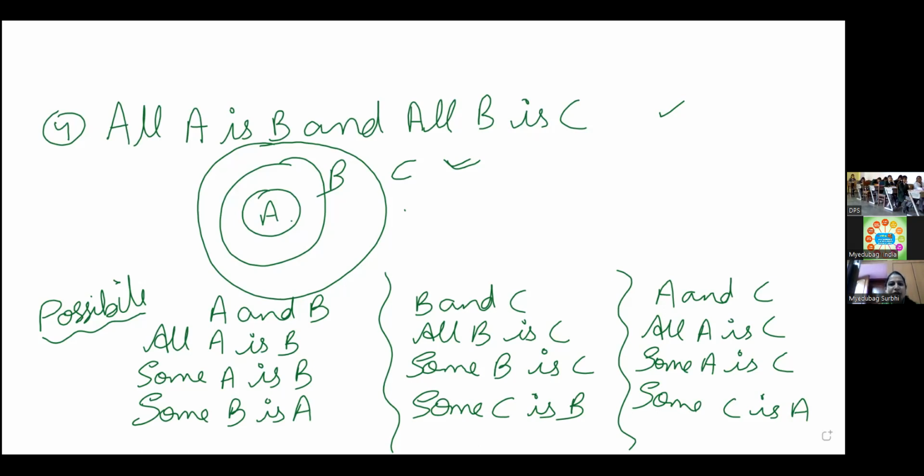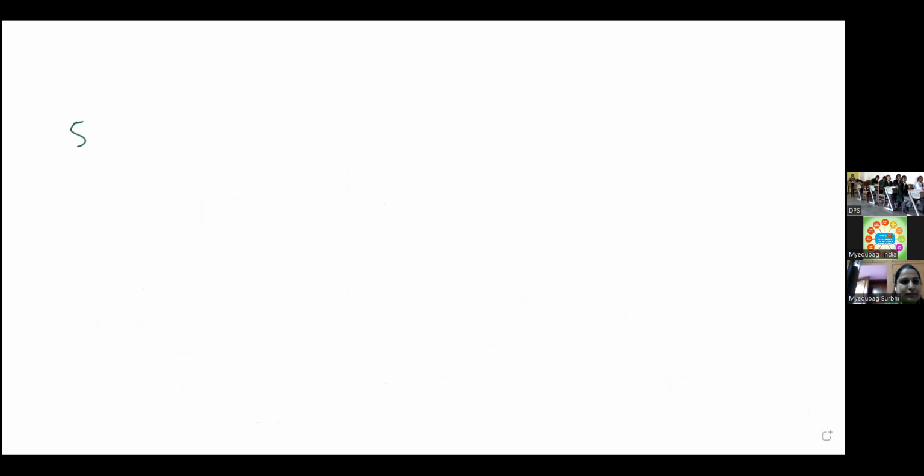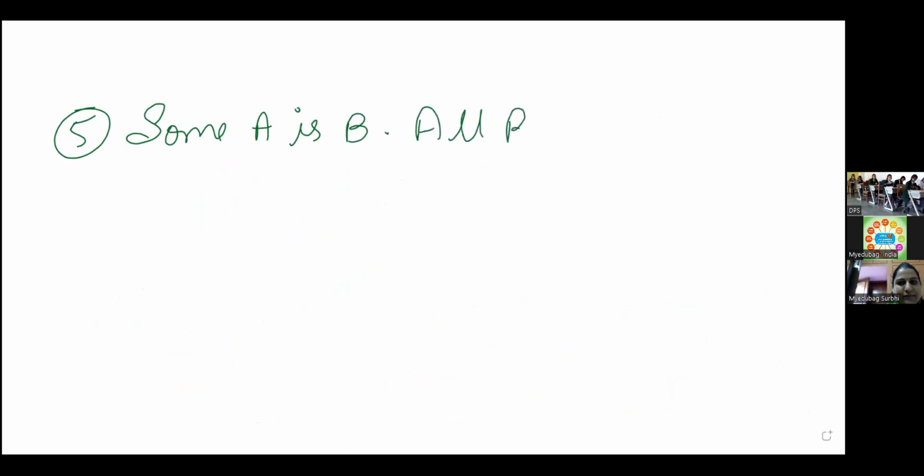If done, please raise your hands. Okay. Now you try it yourself, how we are going to draw. Some A is B and all B is C. Draw it. I'll give you 1 minute. If done, just give a thumbs up or raise your hands. Then I'm going to draw it and you check it.